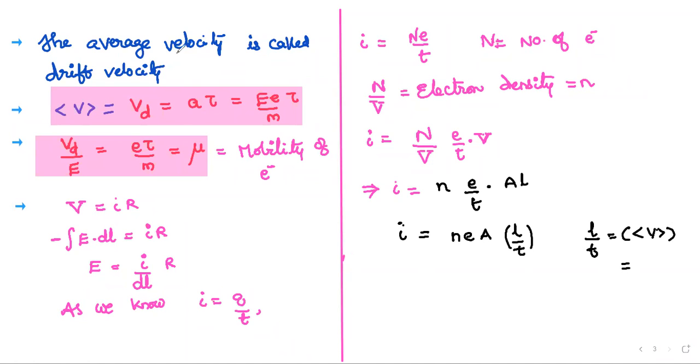That average velocity is already defined as drift velocity, so it is equal to Vd. So I got the relation finally. That implies, here I write, I is equal to the final equation, I = nEAVd. This is the equation we have to take.